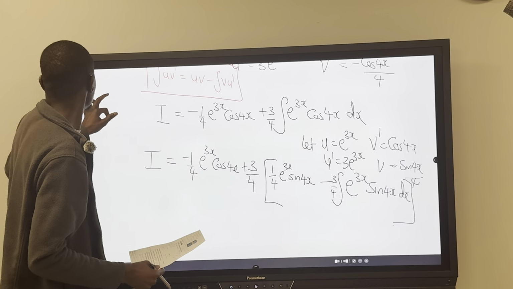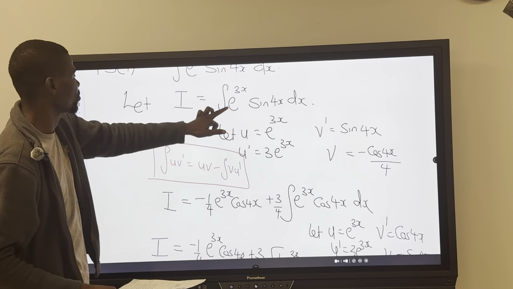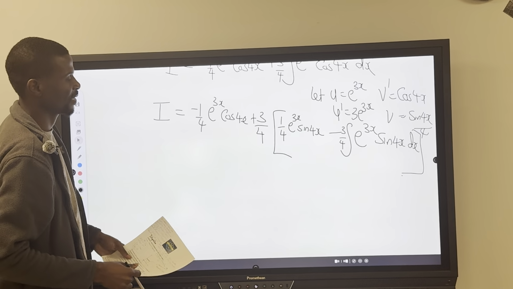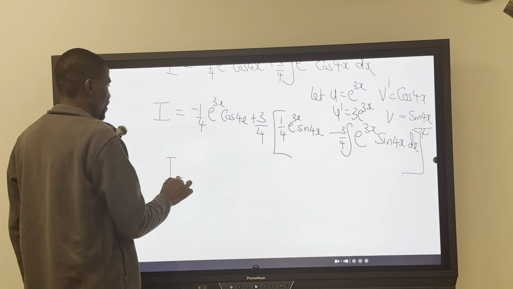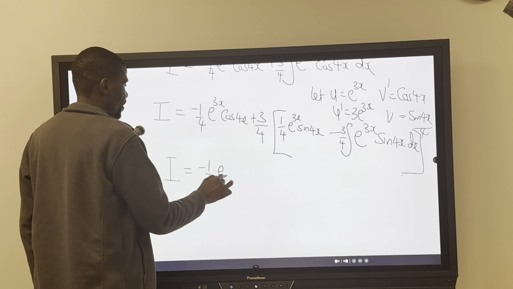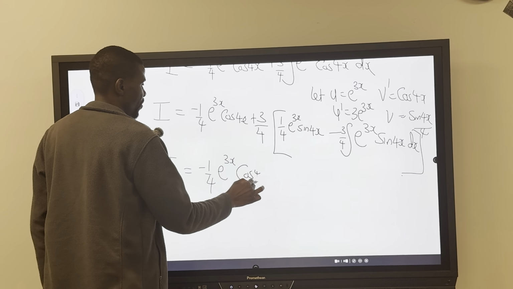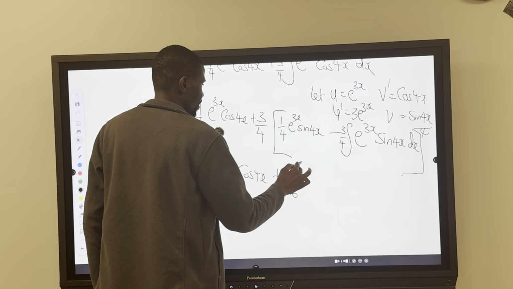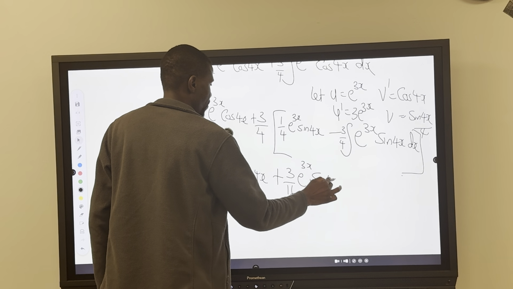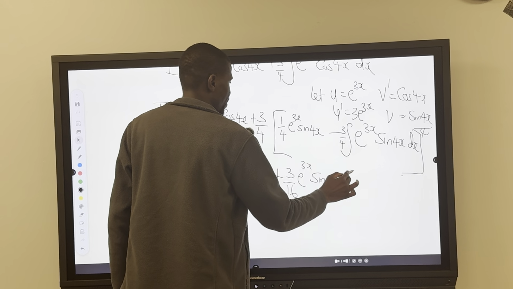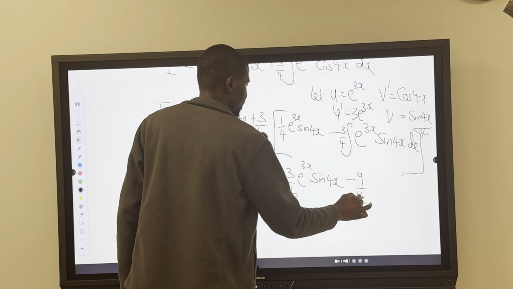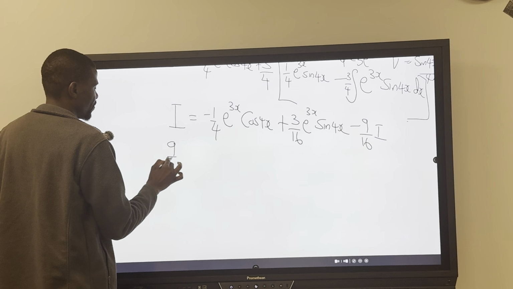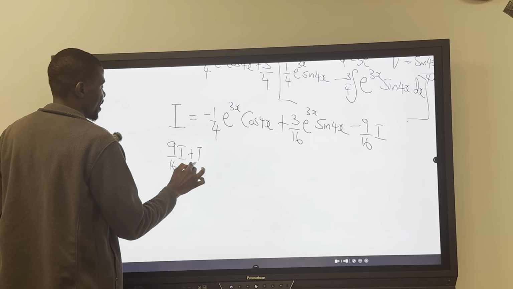But you know what, guys, from this stage here, this was I, and now we have the same integral, so I'm going to say I equal to negative 1 over 4 e to the 3x cosine of 4x plus, if I factor in, I have 3 over 16 e to the 3x sine 4x, this and that, it becomes minus 9 over 16 I.